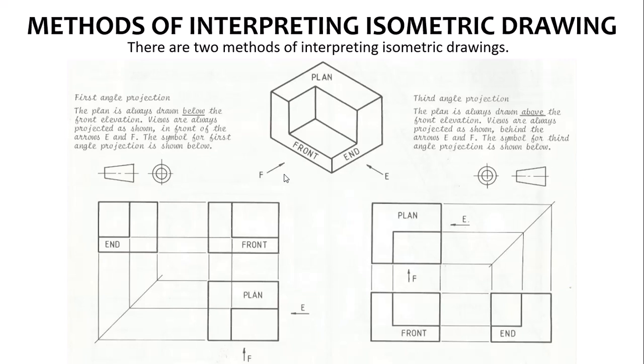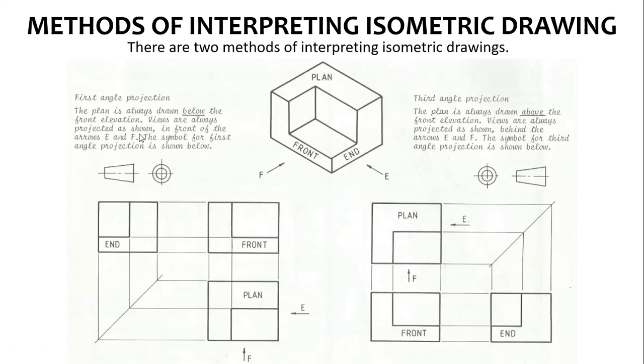The difference in first angle projection and third angle projection is how we order the plan, the front, and the end. In this picture here, you've been shown both of the types of projections. We've got first angle projection, and then we've got third angle projection. In first angle projection, what happens is the plan is always drawn below the front elevation. These are rules that I talked about and rules that I'm again emphasizing. Then the next thing, the views are always projected as shown.